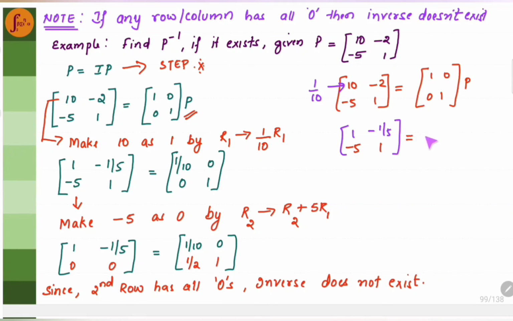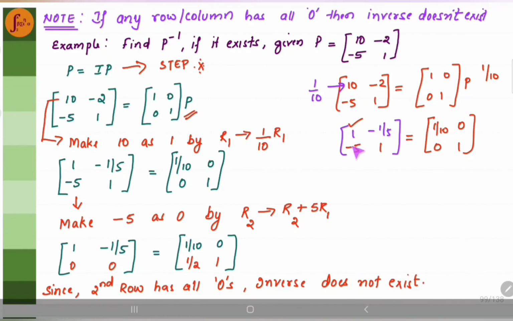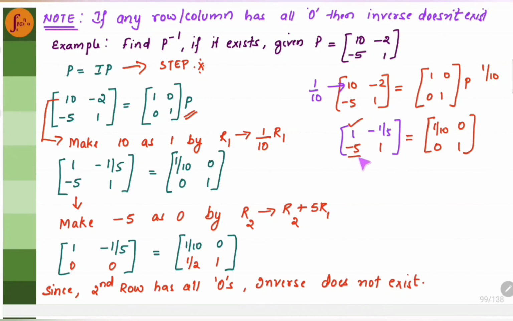Now, I'll come to the right hand side. I have to multiply here also by 1 by 10. So 1 into 1 by 10 is 1 by 10. 0 into 1 by 10 is 0. And this is 0 and 1. So this is done. Now, I want to make this minus 5 as 0, right? How can I do this? If I multiply this row 1 element 1 with 5, it's going to become 5. And when I add this, it's going to become 0. 5 minus 5 is going to be 0.